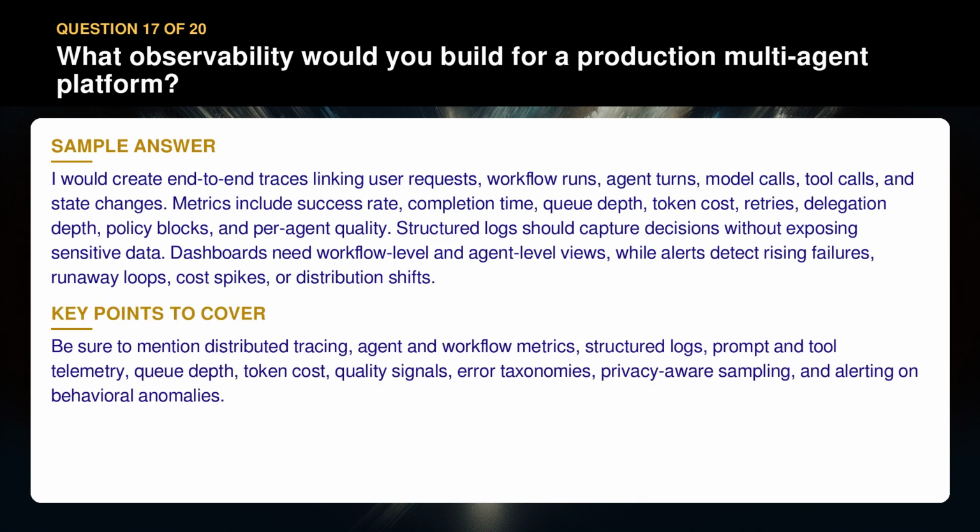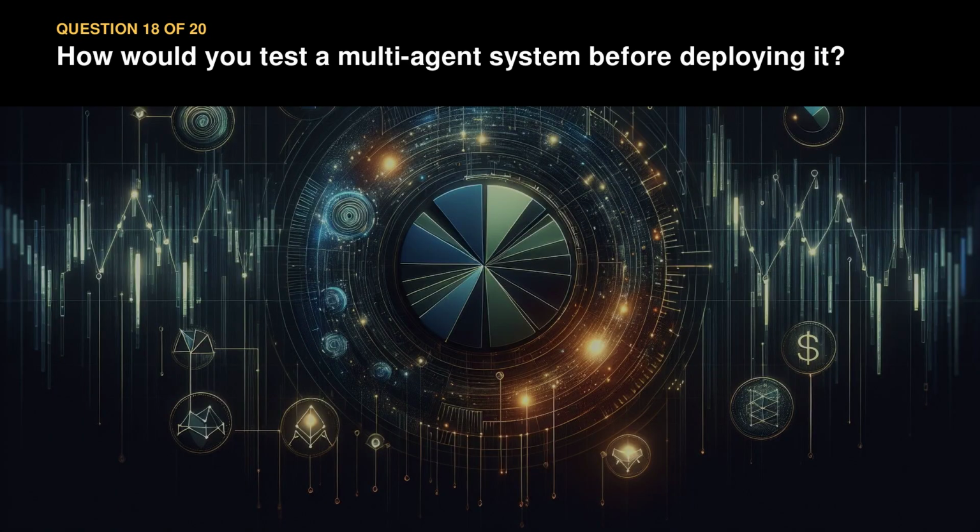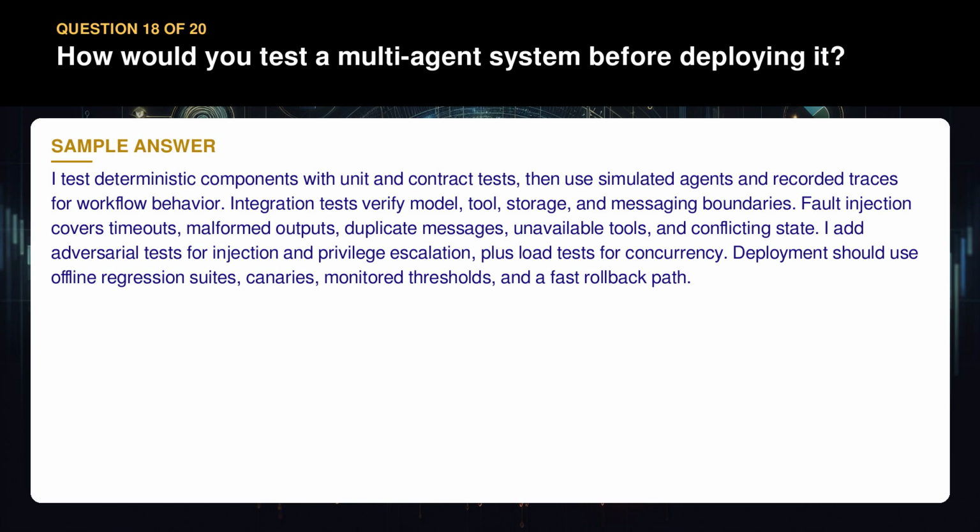Be sure to mention distributed tracing, agent and workflow metrics, structured logs, prompt and tool telemetry, queue depth, token cost, quality signals, error taxonomies, privacy-aware sampling, and alerting on behavioral anomalies. Question 18. How would you test a multi-agent system before deploying it? I test deterministic components with unit and contract tests, then use simulated agents and recorded traces for workflow behavior.